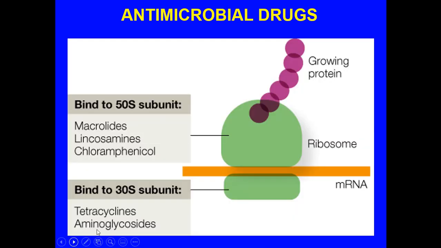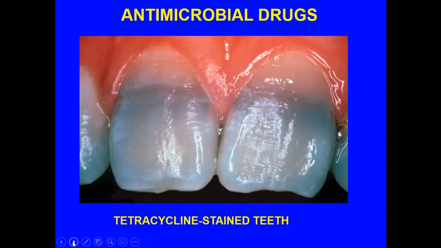Okay. So you can see in this chart here, obviously we're going to have the larger subunit, that's the 50S ribosome, and the smaller subunit, that's the 30S. Macrolides, lincosamides, and chloramphenicol will go after 50S. The 30S is tetracyclines and aminoglycosides.